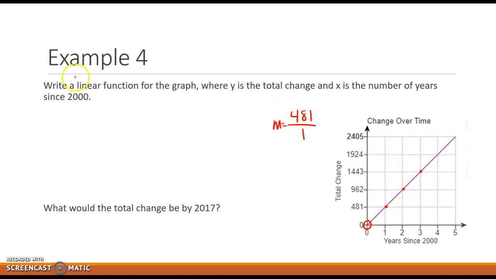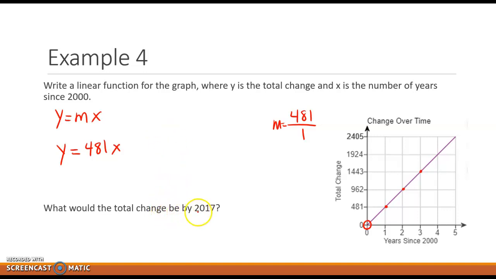M equals. So when we're writing our equation for a proportional statement, we're doing y equals mx. That's our equation, where m is our slope. So here, y will equal 481x. That's how that works.